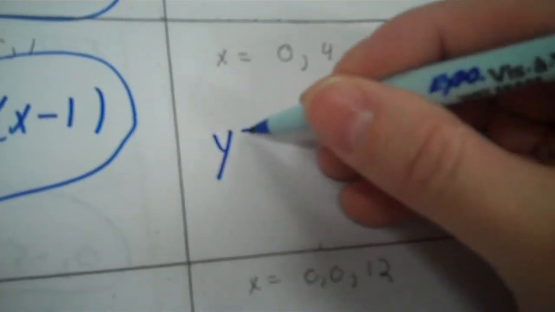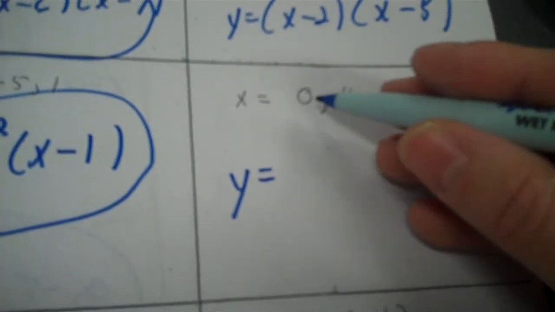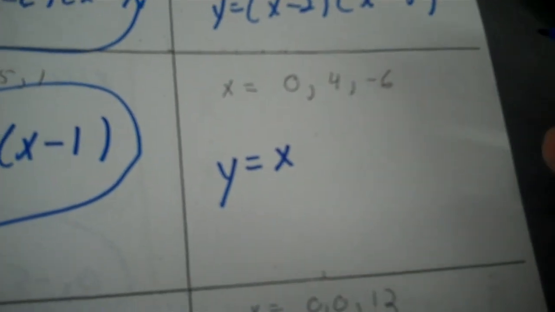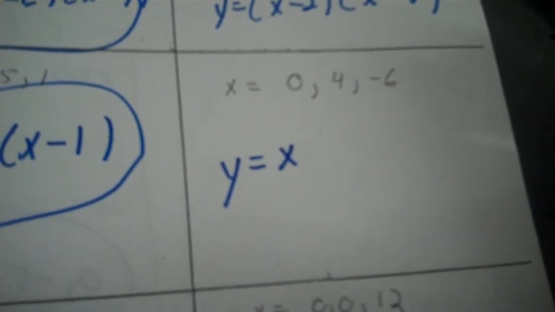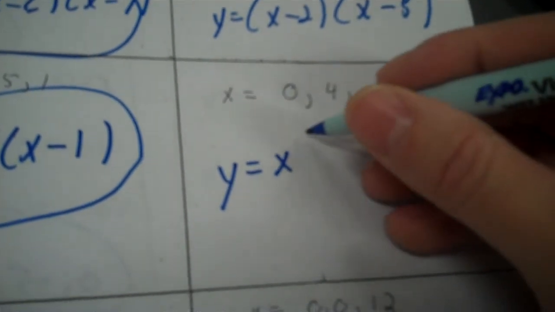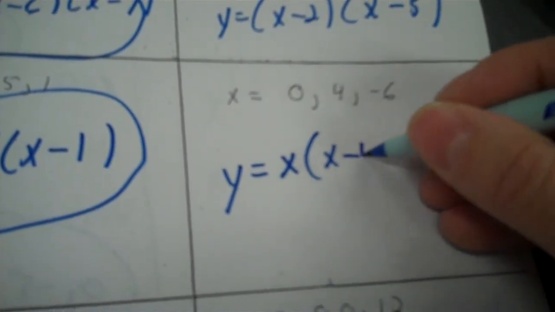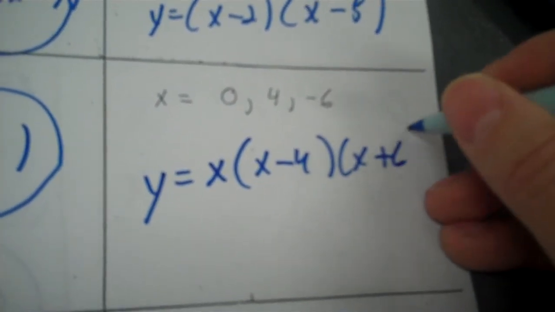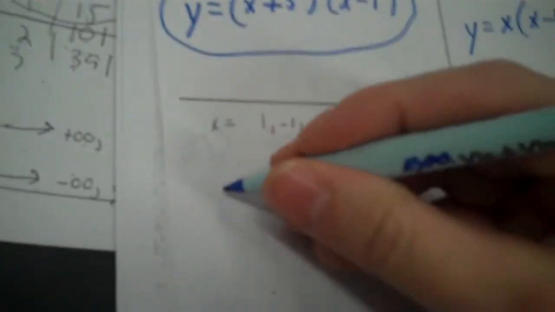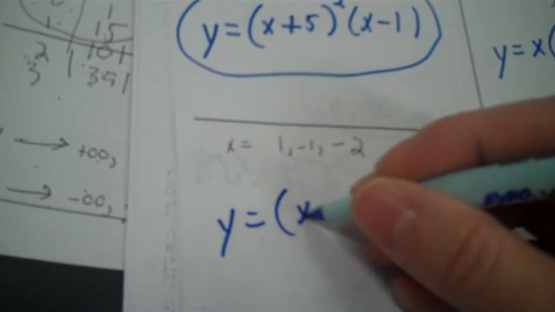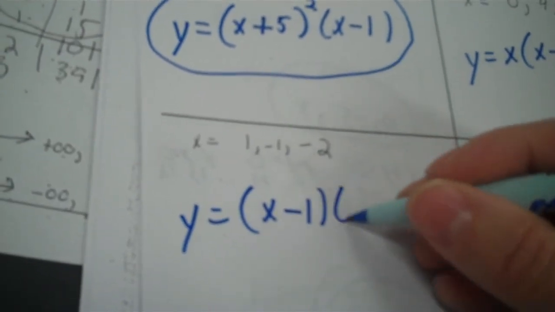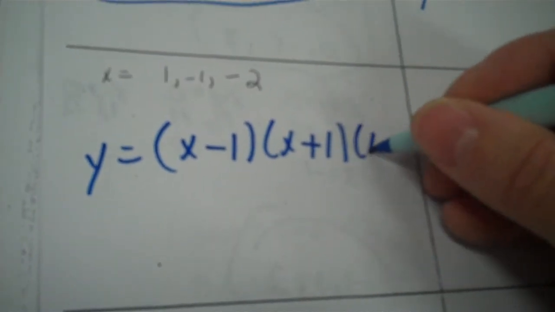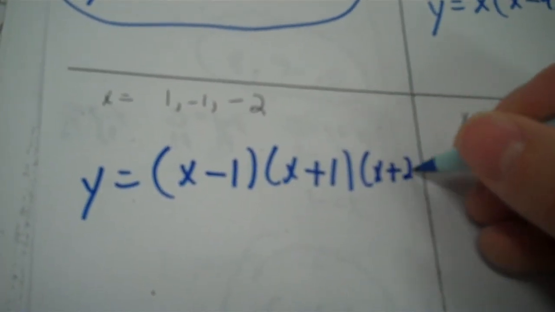Now, if one of the zeros is 0, you don't put that in parentheses, you just put x on the outside. Okay, you're not going to put a parentheses with x minus 0. That means you just put x outside. And then x minus 4, x minus, but if I see a negative, I go plus 6. y equals x minus 1, x minus, but then if I have a negative 1, I go plus 1, and then x minus, and then I make it plus 2.